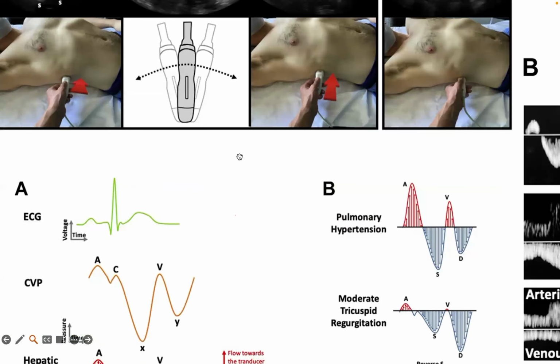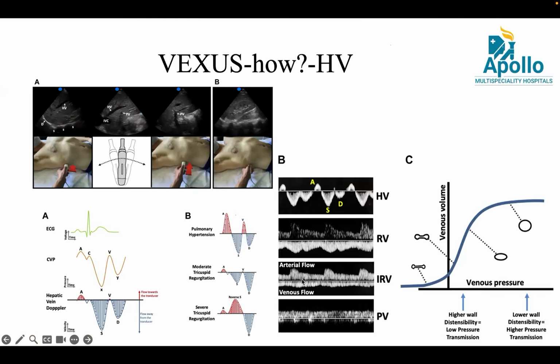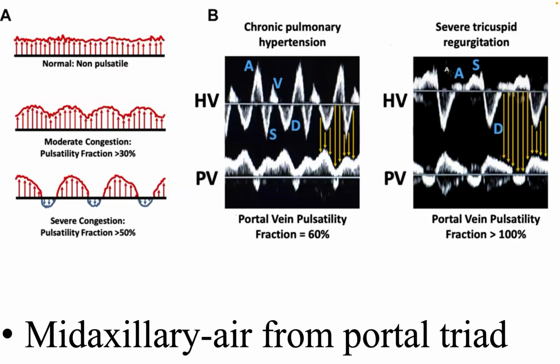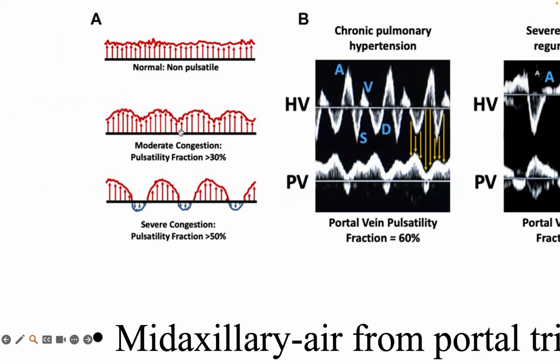You put the Doppler, and if your Doppler is looking like this, that is constant flow, there is no variation, this is normal. 30% to 50% is mildly abnormal, and if you see variation which is more than 50%, then it is severely abnormal. So see, this is portal vein non-pulsating. If your variation is more than 30%, less than 50%, it is grade 1 congestion, and if it is more than 50% variation, it is grade 2 congestion.